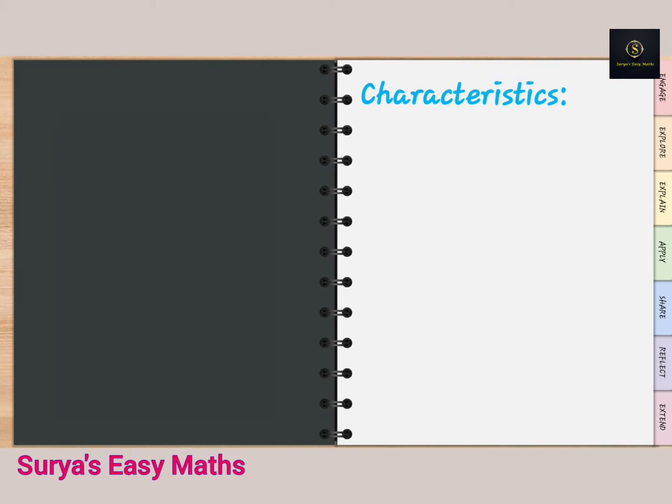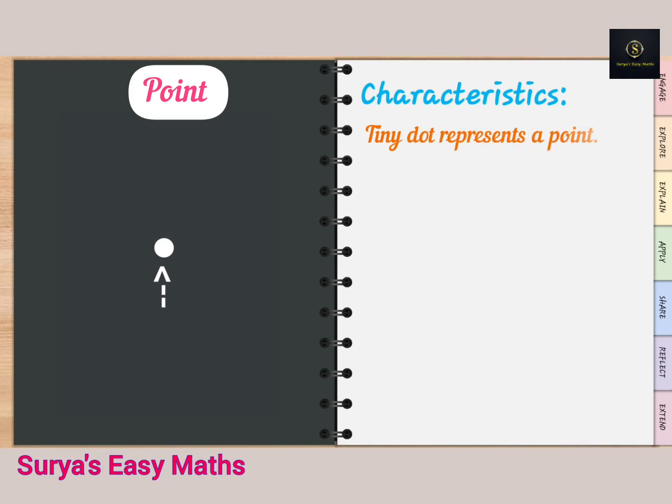Now children, let us see the characteristics of a point. This tiny dot represents a point. A point is named with a capital letter or with a number. It means children, we can give a name to a point by using numbers such as 1, 2, 3, 4 and so on. And we can also name them with a capital letter of the English alphabet such as A, B, C, D and so on. Now let's see the next.